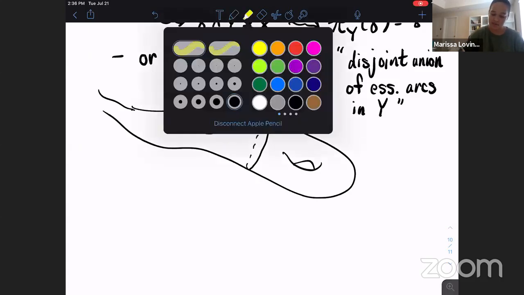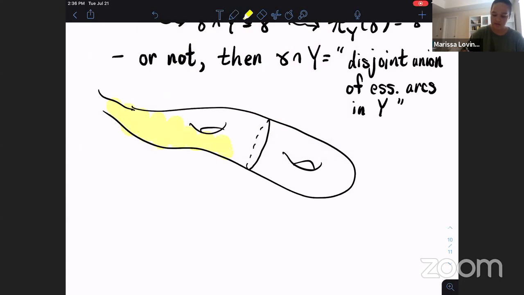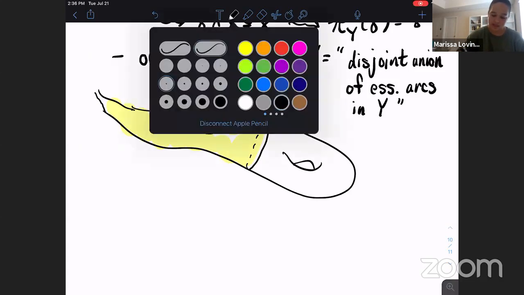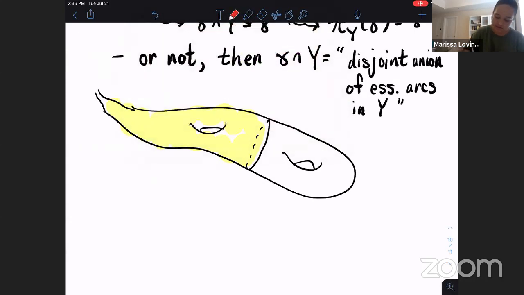So here is my... and that's supposed to look like a puncture. I don't know why I drew it so weird. And then I'm going to consider some curve. So this is my curve gamma. Here's gamma.